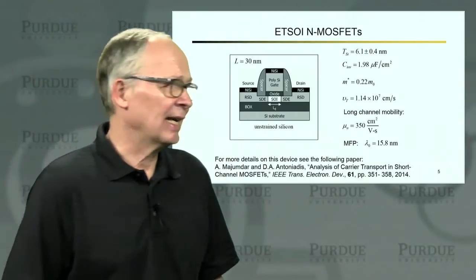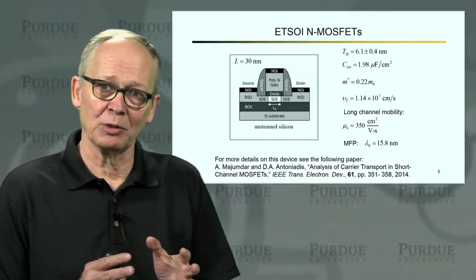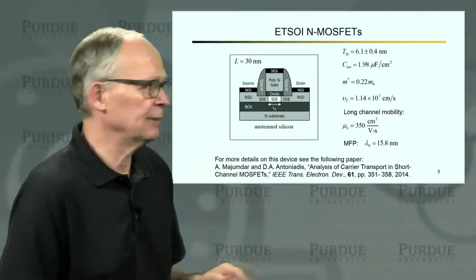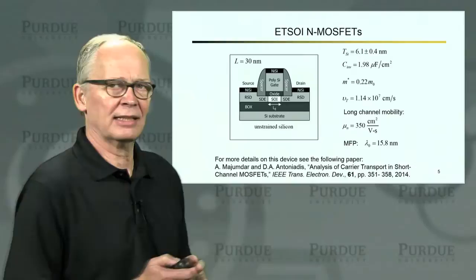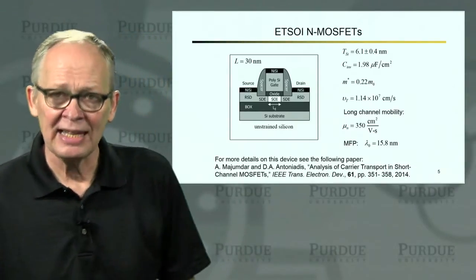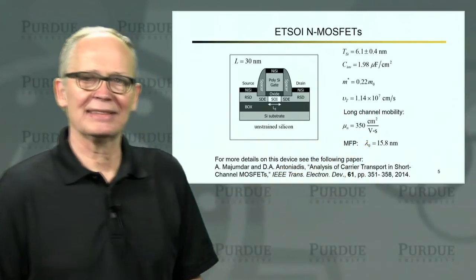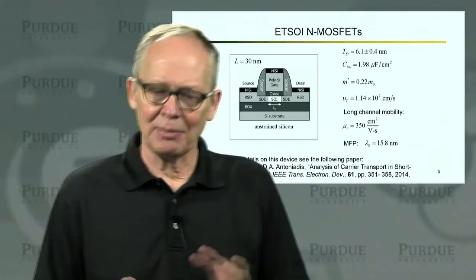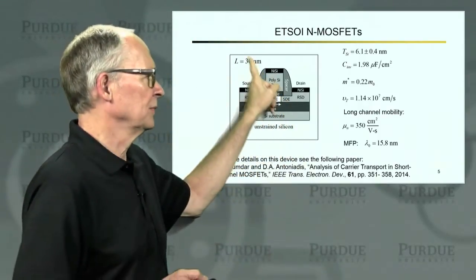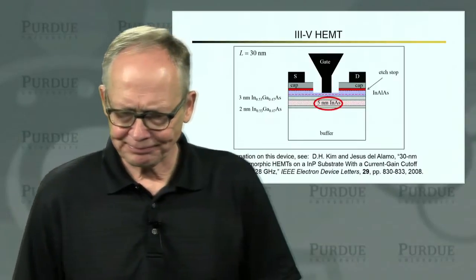Now, if we measure the mobility on a long channel device, where the apparent mobility is the actual mobility, then we find a mobility that is about 350 centimeters squared per volt second. And that implies a mean free path that is about 16 nanometers long, about half this channel length. So we expect to be operating in the quasi-ballistic regime.